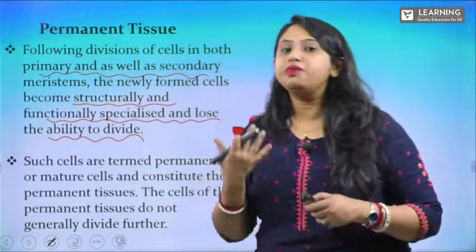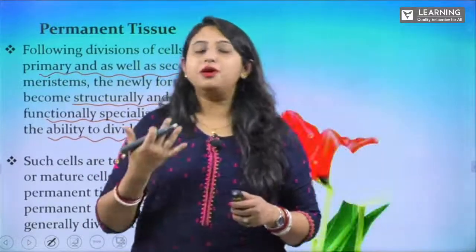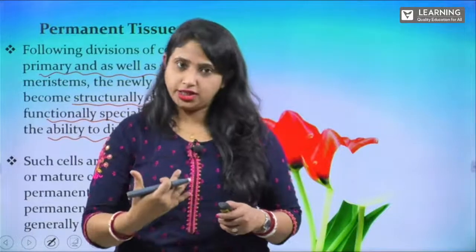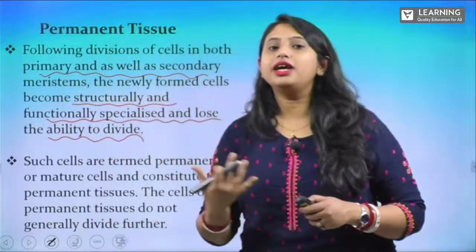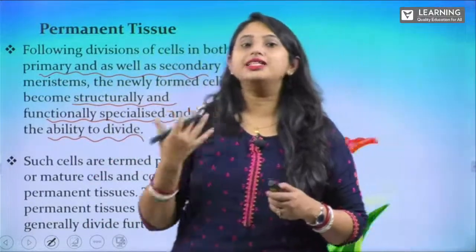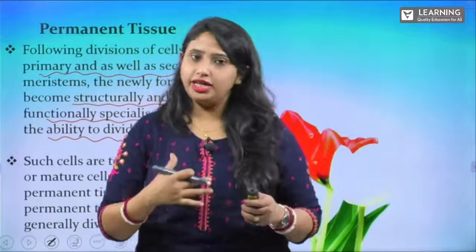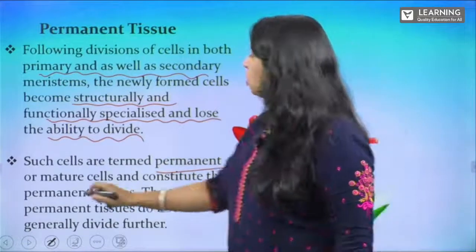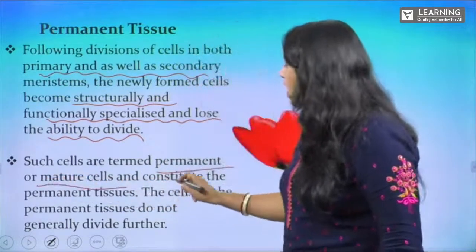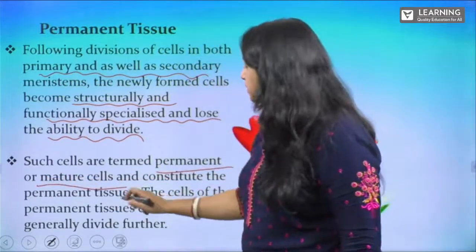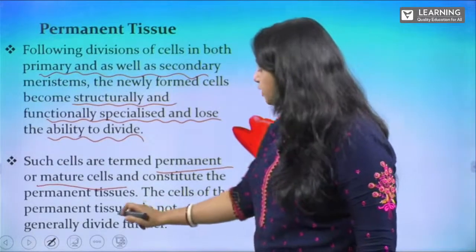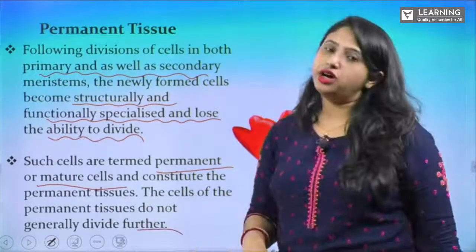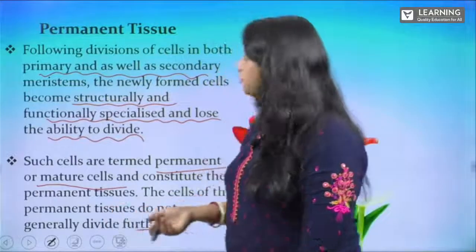They have become mature. So cells in the permanent tissues are differentiated, and the cells can be thick or thin. Such cells are termed permanent or mature cells and constitute the permanent tissues. So the cells of permanent tissue do not divide further, as I have already said.